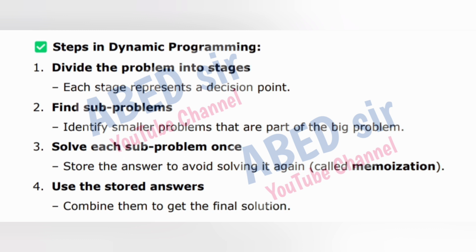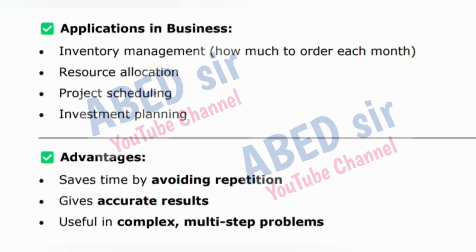2. Find subproblems. Identify smaller problems that are part of the big problem. 3. Solve each subproblem once. Store the answer to avoid solving it again, called memoization. 4. Use the stored answers. Combine them to get the final solution. Applications in business. Inventory management, how much to order each month. Resource allocation. Project scheduling. Investment planning.